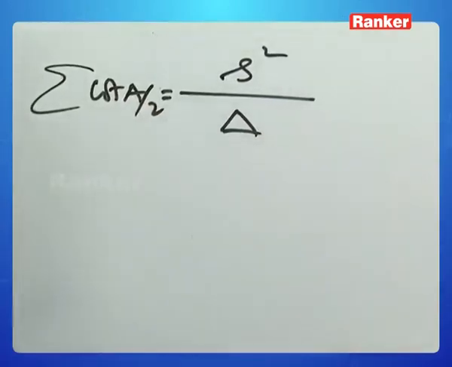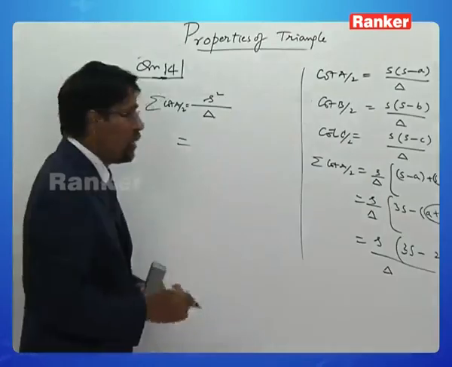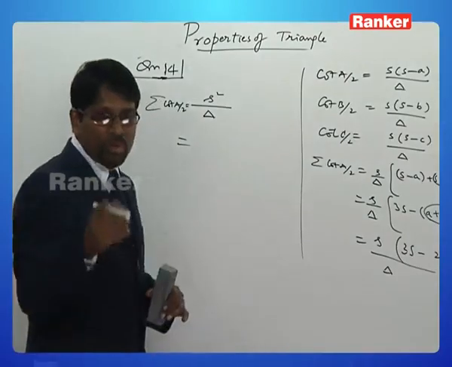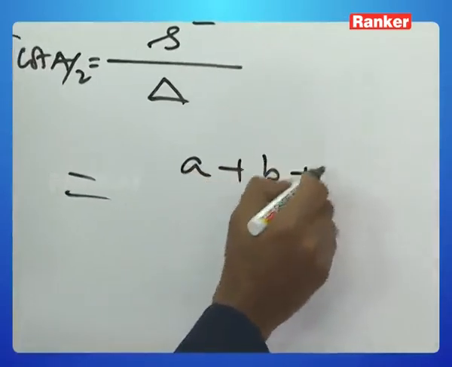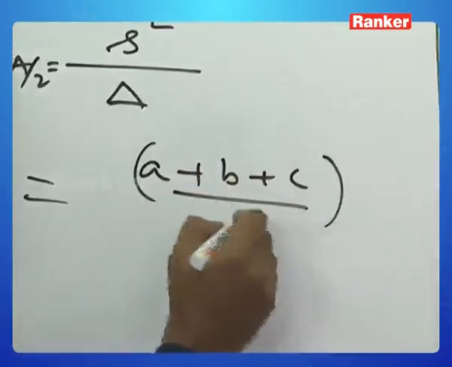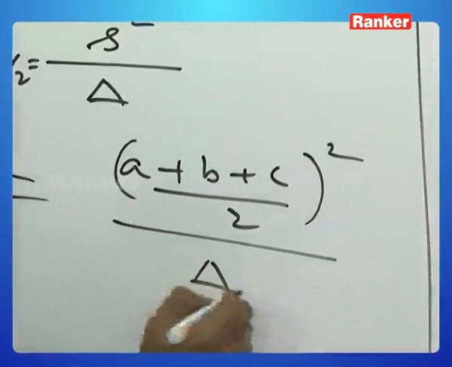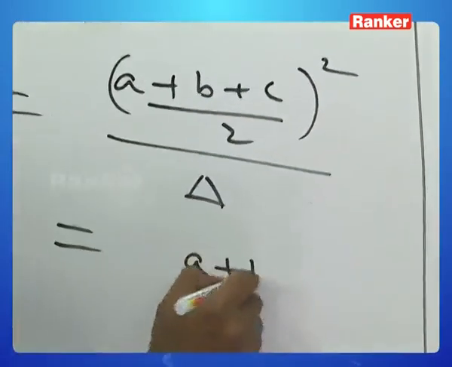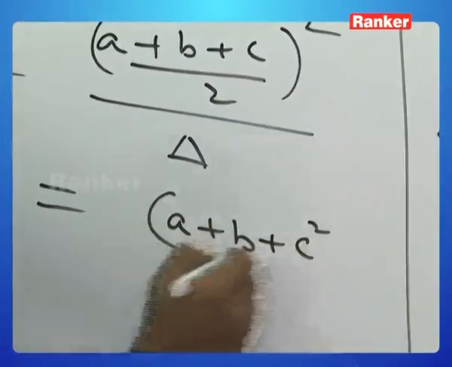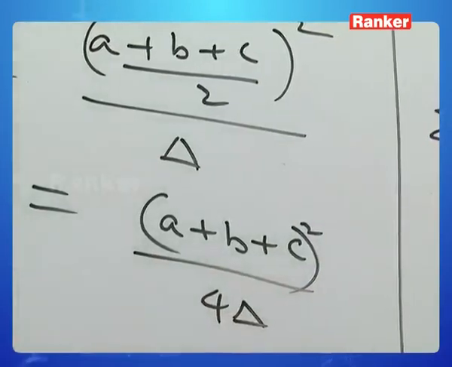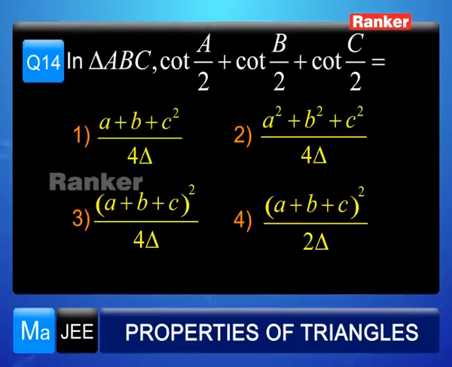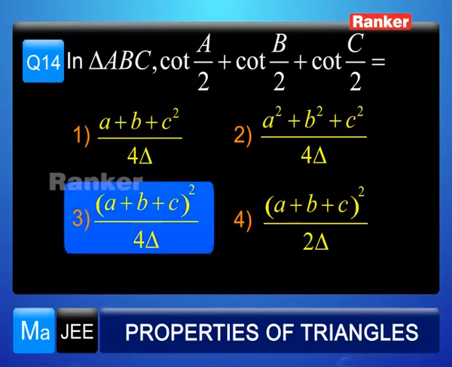What is s? Semi-perimeter. And what do we have here? Because the options are in terms of a, b, c, let's get back to the options. So that comes out to be ((a plus b plus c) by 2) the whole square by delta. And that's clearly (a plus b plus c) whole square by 4 delta, and that's appearing in option 3. Option 3 is the right answer.